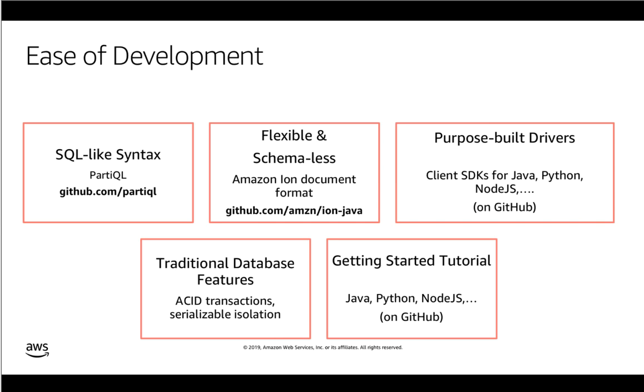QLDB supports a flexible and schema-less approach to storing data. Data in QLDB is stored in the form of Ion documents. The Ion document format is an open source specification that was built within Amazon and is being adopted across many internal Amazon teams. Amazon Ion was built for scale and for ease of use, and we are happy to be supporting Ion as a primary data format. QLDB also supports traditional database features such as ACID transactions and serializable isolation, which enable developers to apply traditional programming concepts with QLDB.